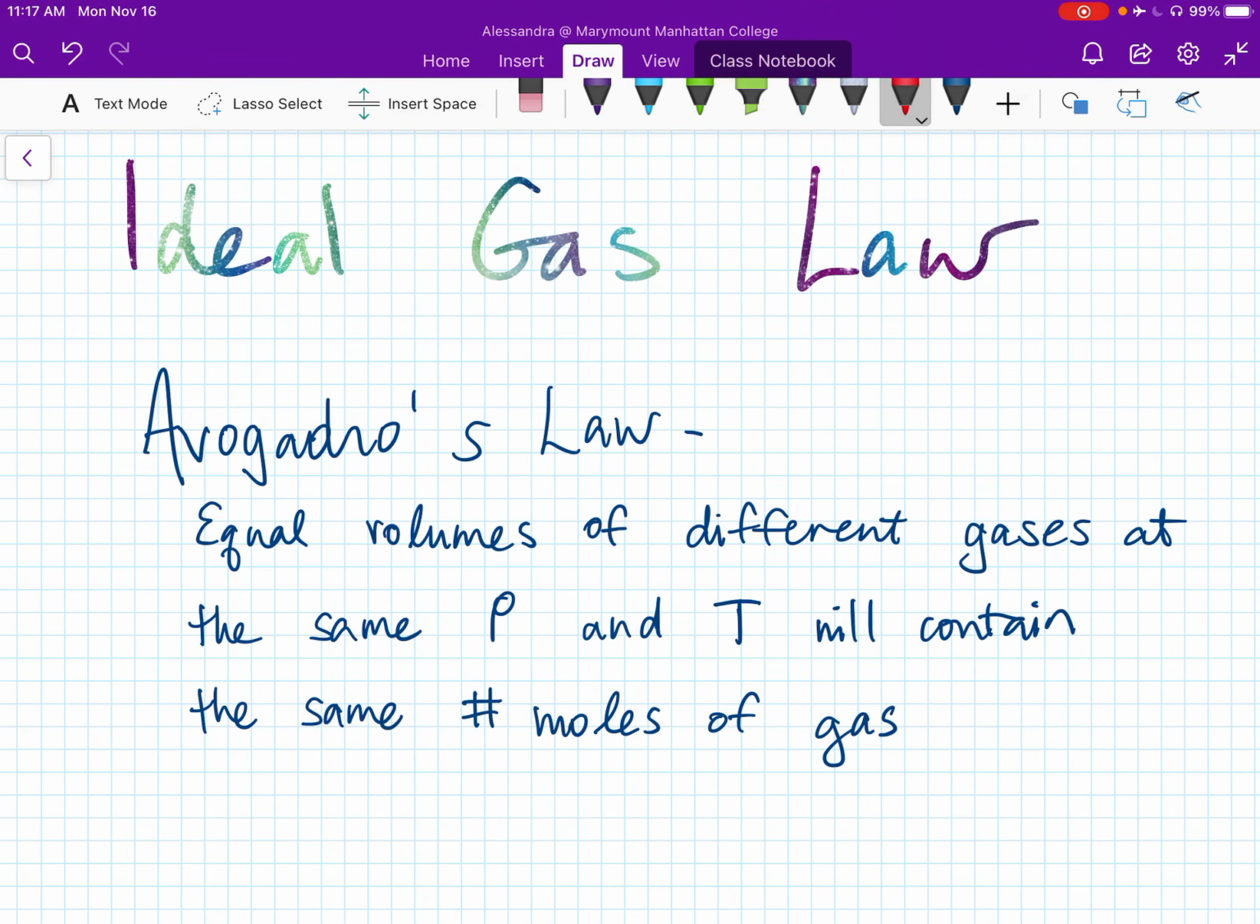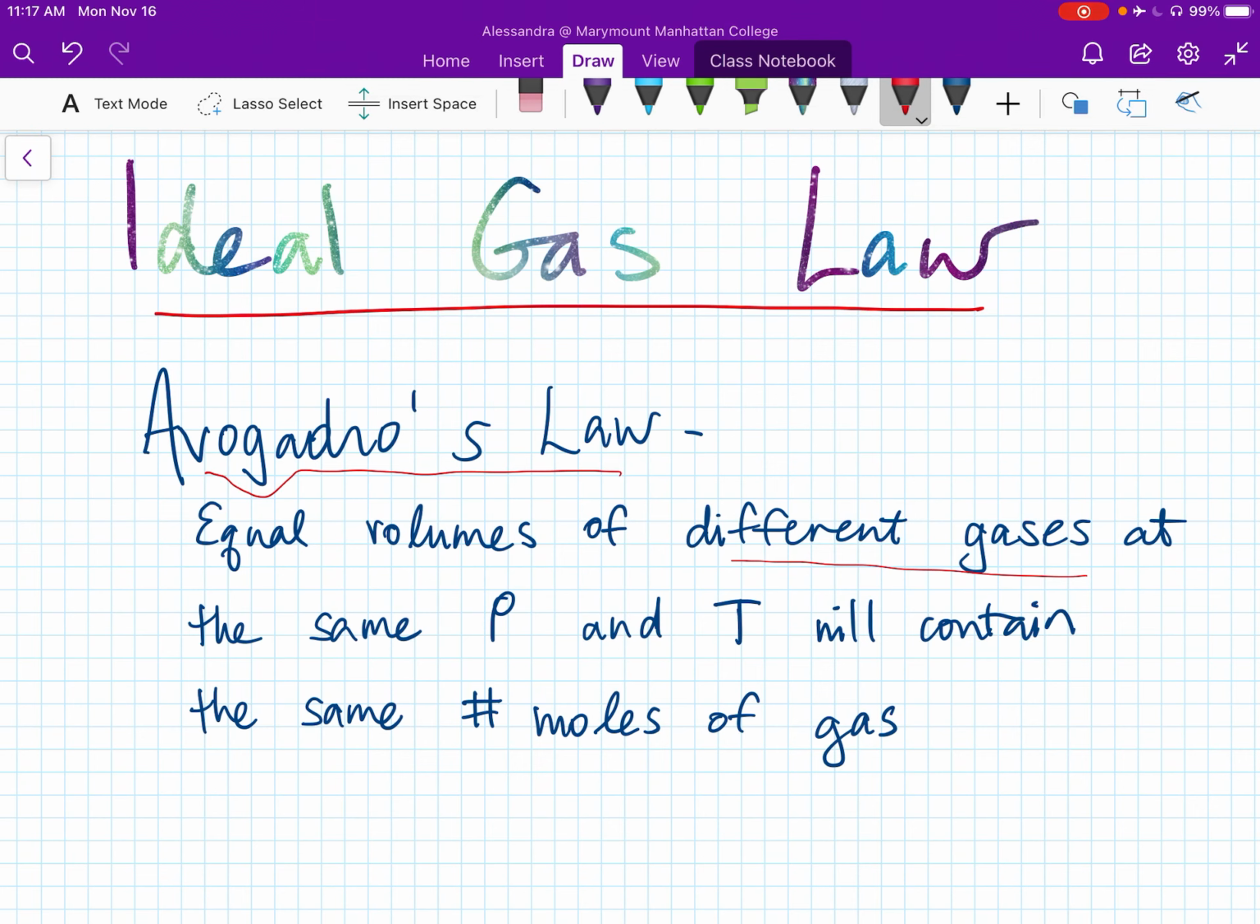So now we are going to derive the ideal gas law. But before we derive the ideal gas law, we need to talk about the last named mathematical law governing the properties of gases, and that's Avogadro's law, which states that equal volumes of different gases at the same pressure and temperature will contain the same number of moles of gas.